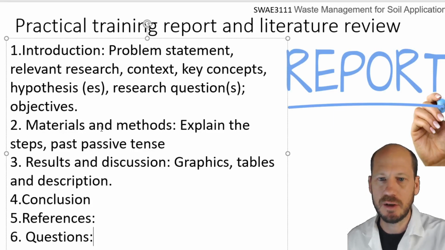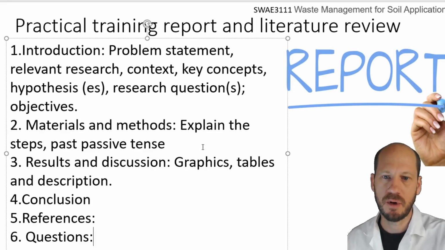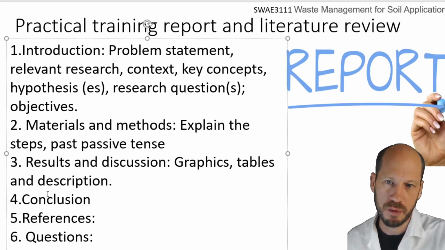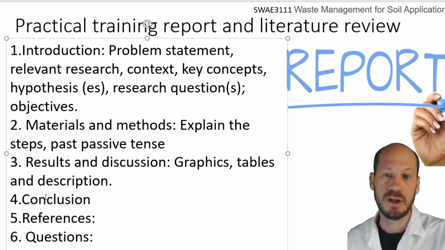Materials and methods should always describe the activities that you performed in the past tense, the passive tense. For example, the mixing of the compost was performed every 5 days. Never say I performed the mixing of the compost every 5 days. It must be in the passive voice, in the past tense but also passive.